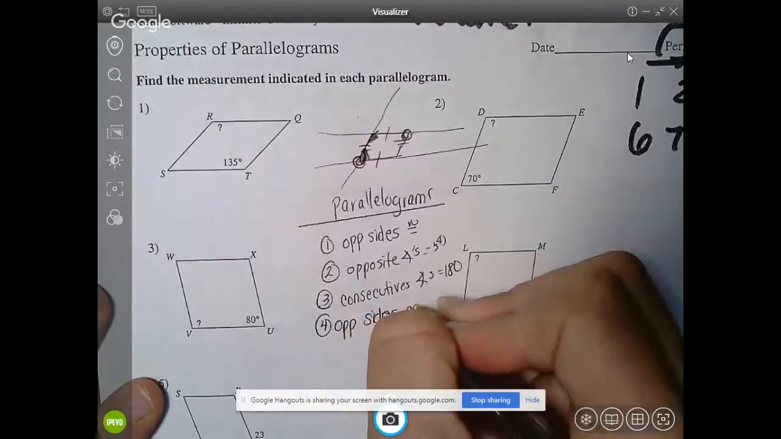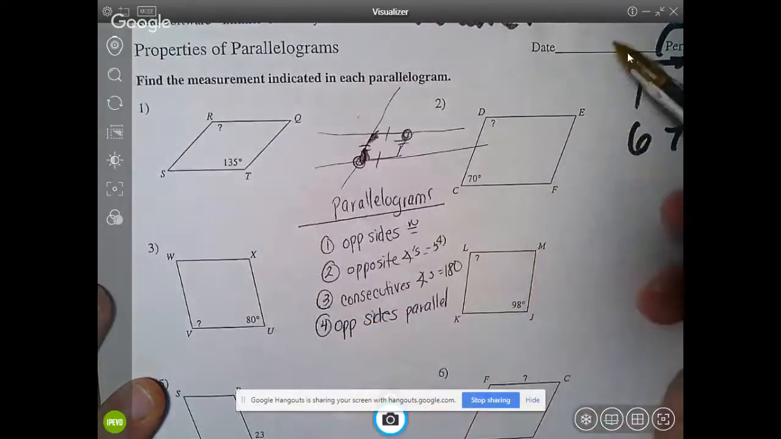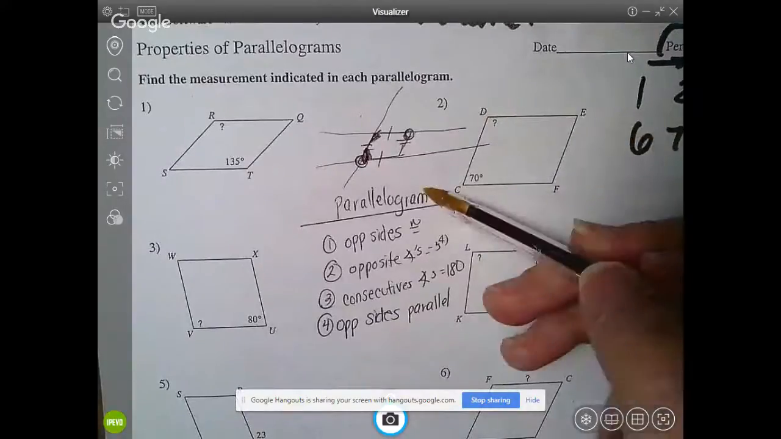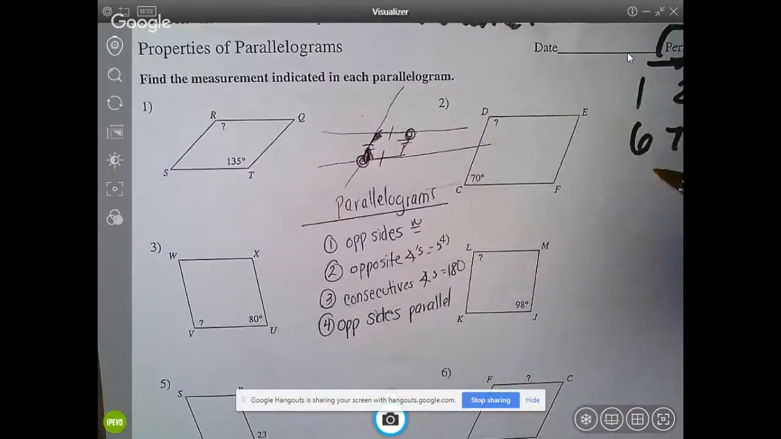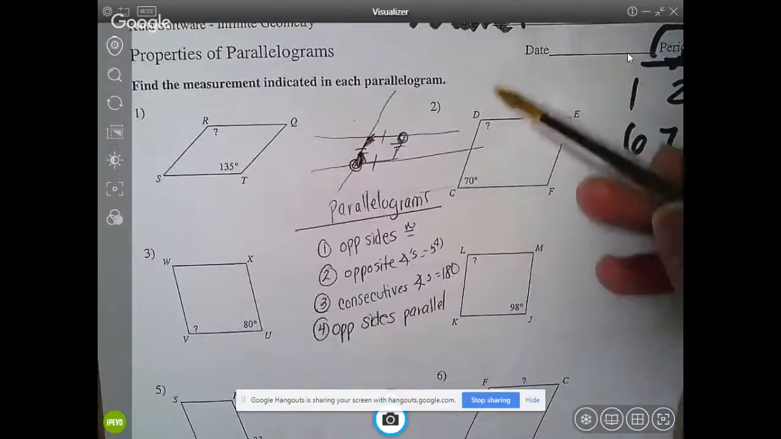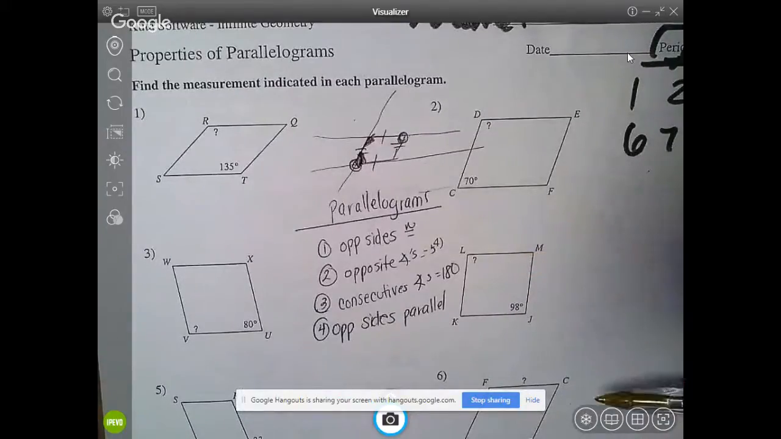And that's really where the name parallelogram comes from. It means that this side here, this long side, is parallel to this side. They'll never touch. Their slopes are the same. And this side right here and this side right here are parallel and will never touch.